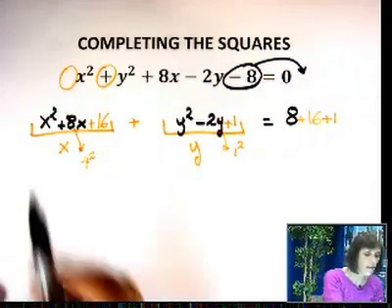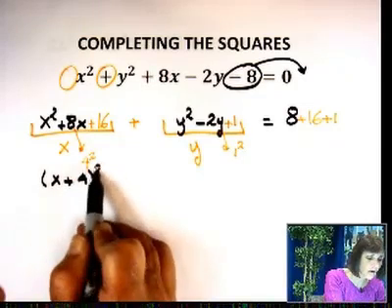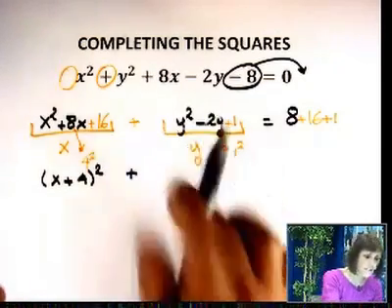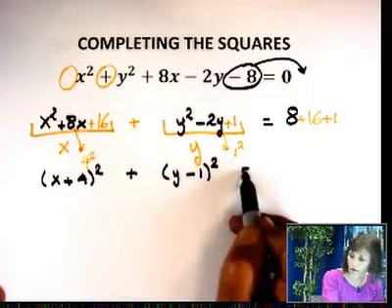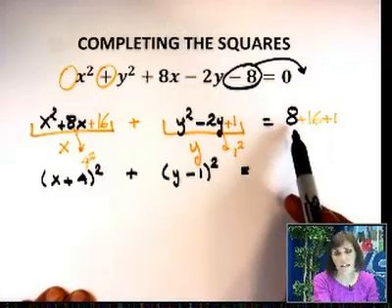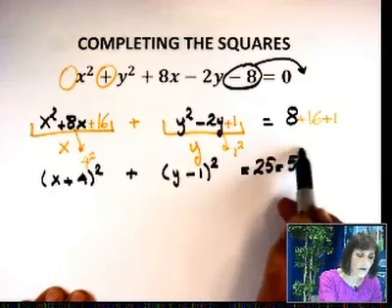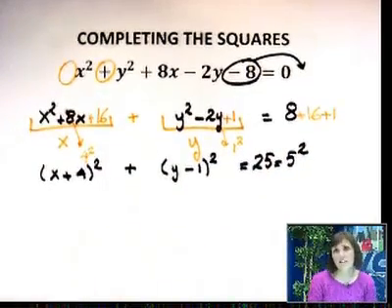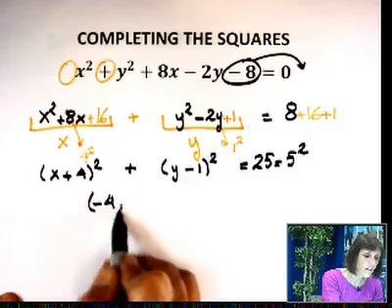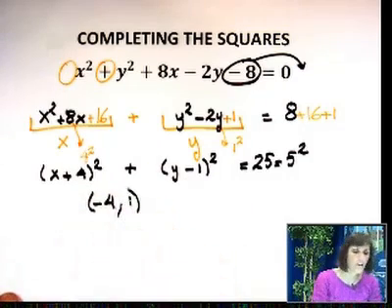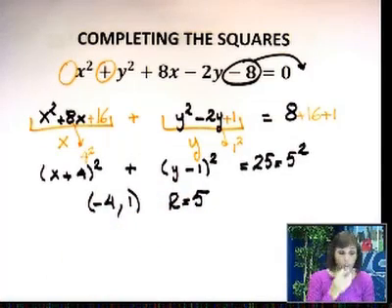And let's write it in the standard form. This is x plus 4 squared. And this is y minus 1 squared. What do you have? 16 plus 8, that's 24, plus 1, 25, which is the same as 5 squared. Wow, look at that. That's in the standard form. This is plus, this is minus. Plus becomes negative 4, minus becomes positive 1. The radius is 5.